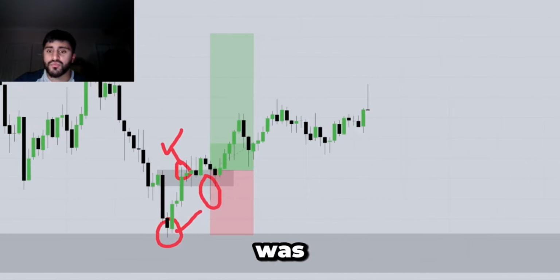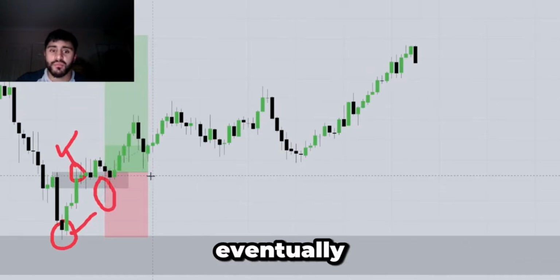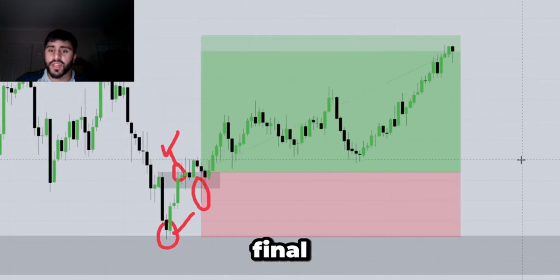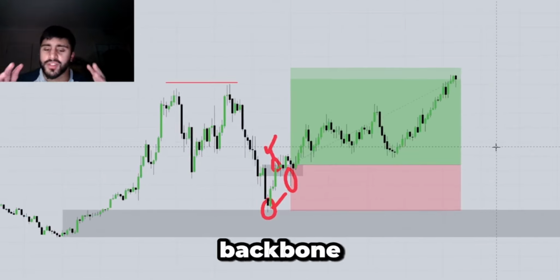Price action on this day was rangy. As you can see, we eventually moved towards our final TP, or our final take profit, right? So this is kind of the backbone as to how I'll be trading.